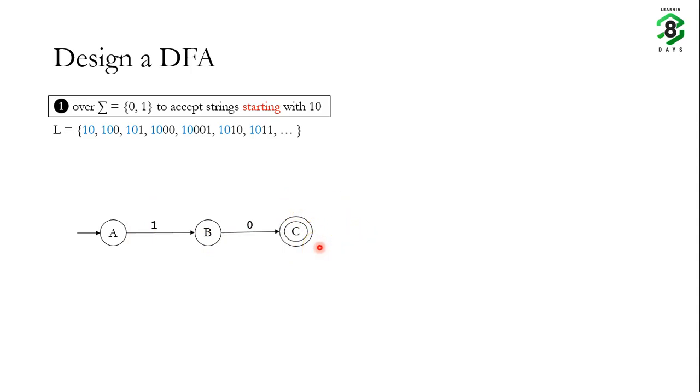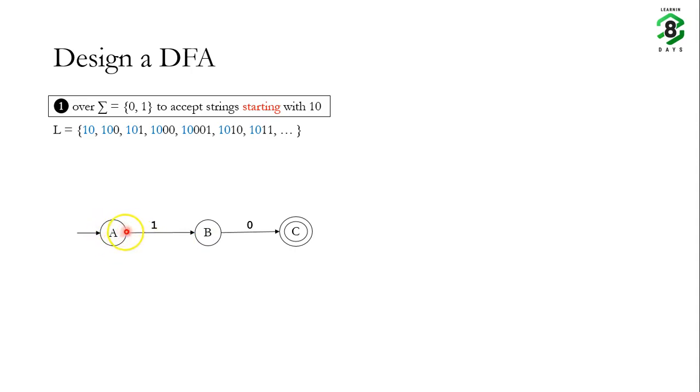Once we have designed a machine which accepts the smallest possible string in the language, the next step is to complete the machine. What do we mean by completing a machine? For example, in state A, we have given a transition for input symbol 1, but we have not given a transition for input symbol 0. So we must complete the machine by assigning a transition for every input symbol for every state in the machine. Right now the machine has 3 states. So let's look at state A and see whether we can complete this state.